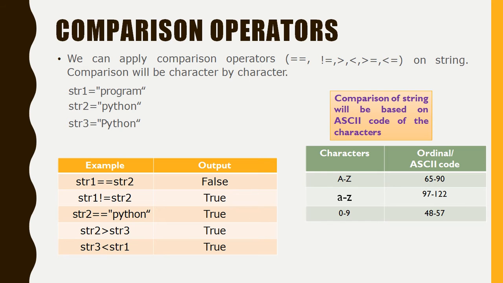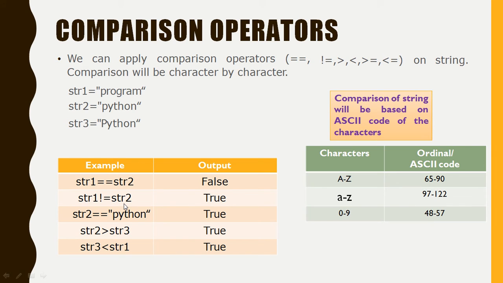The comparison of strings will be based on the ASCII code of the characters, and we know that the ASCII values, called ordinal values, of capital A to capital Z are 65 to 90, small a to small z are 97 to 122, and 0 to 9 are 48 to 57.